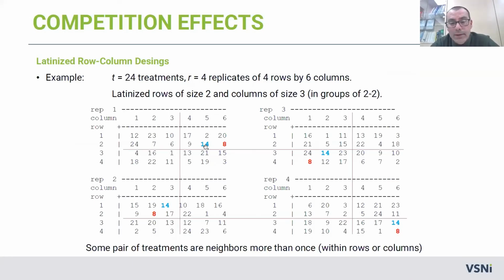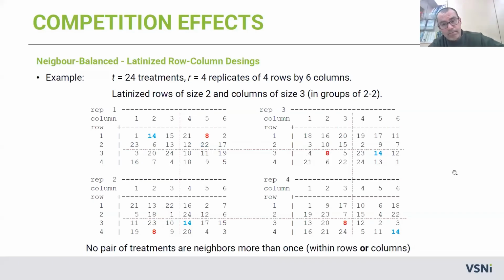This is the same one as before. Here, 4 and 18 are together, and 4 and 18 are in diagonal to each other. 4 and 18 are again together, and again in diagonal here. So this is not considering anything related to neighbor balance besides the Latinization. But you can consider this neighbor balance in these Latinized row-column designs.